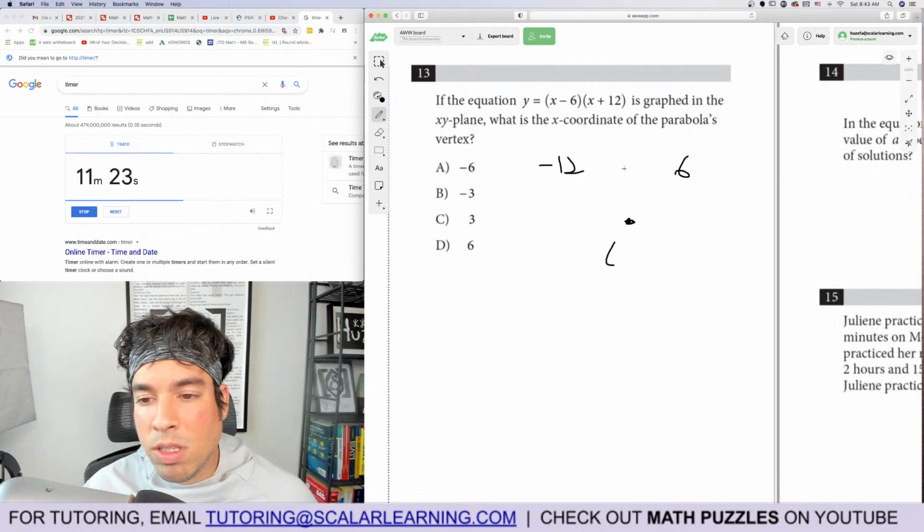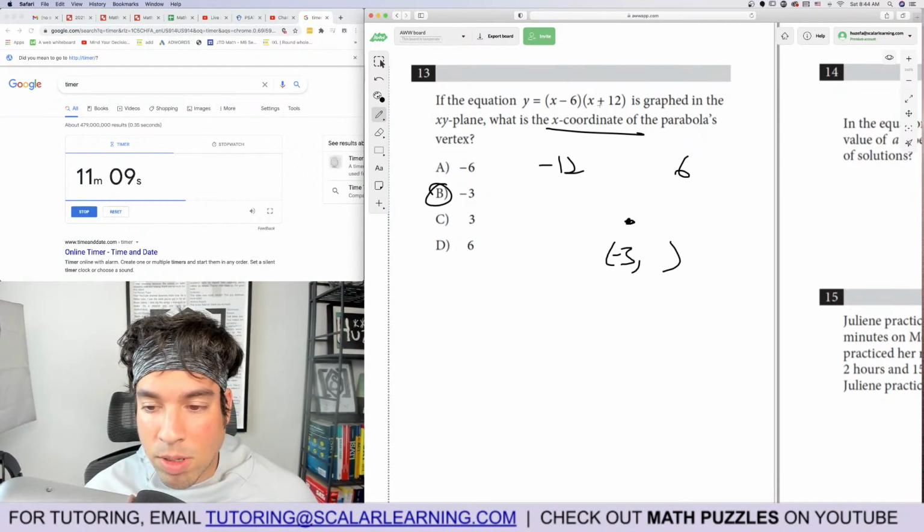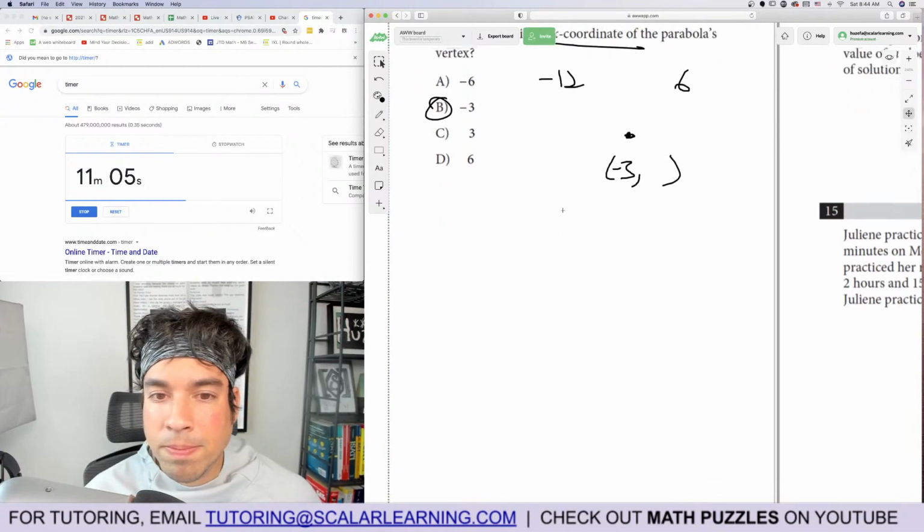So what's in the middle of these guys? Well, I can average them, aka add them and divide by 2. Negative 12 plus 6 is negative 6 divided by 2, negative 3. Now, I don't care about the y value because it's not asking about it. It said, what's the x coordinate? I can find it. It'd be negative 9 times negative 81, but it doesn't matter. So there's your answer.